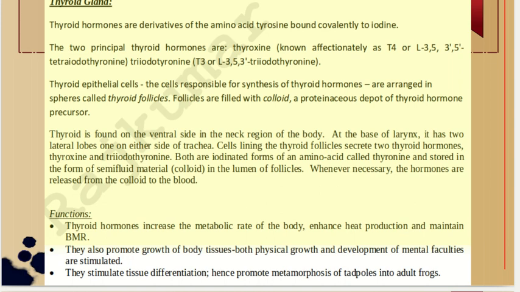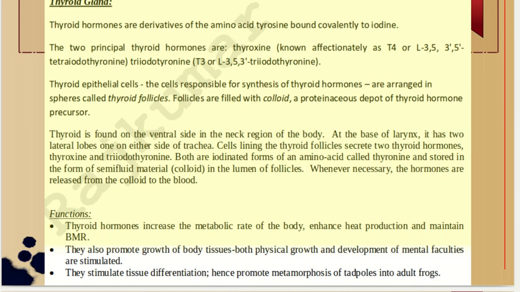The thyroid gland. Thyroid hormones are derivatives of the amino acid tyrosine, and they are bound covalently to iodine. So iodine deficiency also results in deficiency of thyroxine hormone. The two principal thyroid hormones are thyroxine, known as T4 or 3,5,3',5'-tetraiodothyronine, and triiodothyronine, or T3. T4 and T3 you can remember as such.